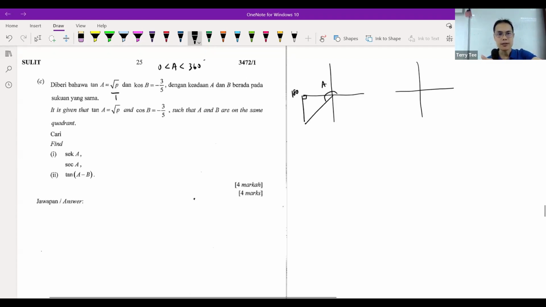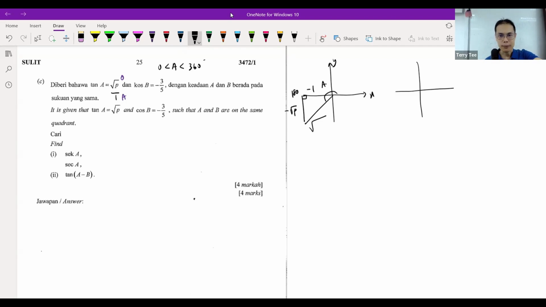Tangent itself is opposite over adjacent. That means your opposite in this case is square root P, adjacent is 1. But we cannot leave it as square root P. You got to put a negative in front. We're going to put a negative in front. Why? Because it's on the left-hand side of the y-axis and below the x-axis, right? So both square root P has a negative in front and 1 has a negative in front. As for your hypotenuse, we can just take square root.